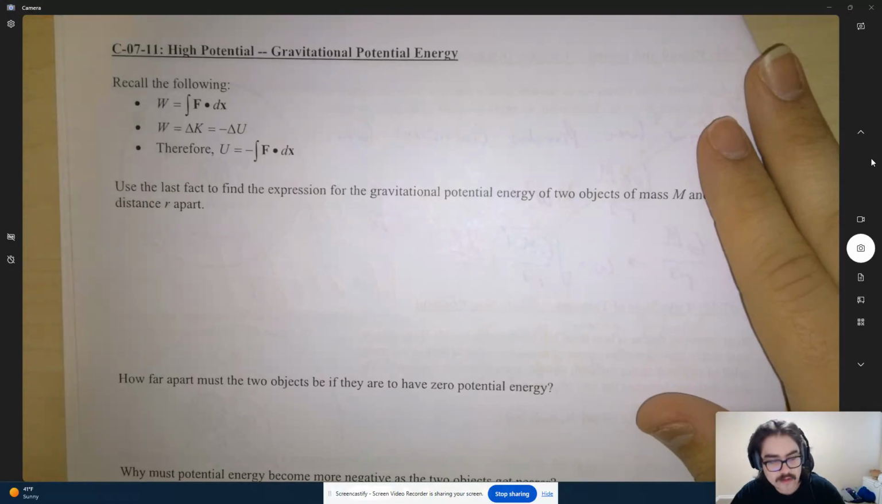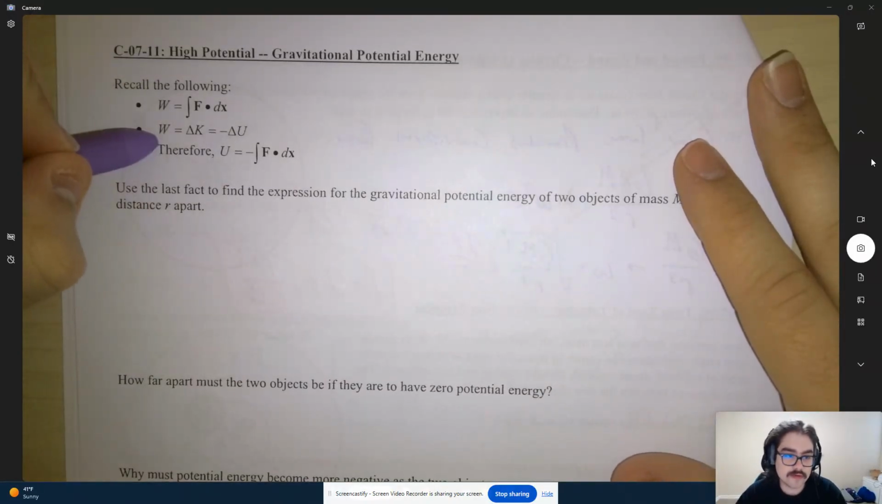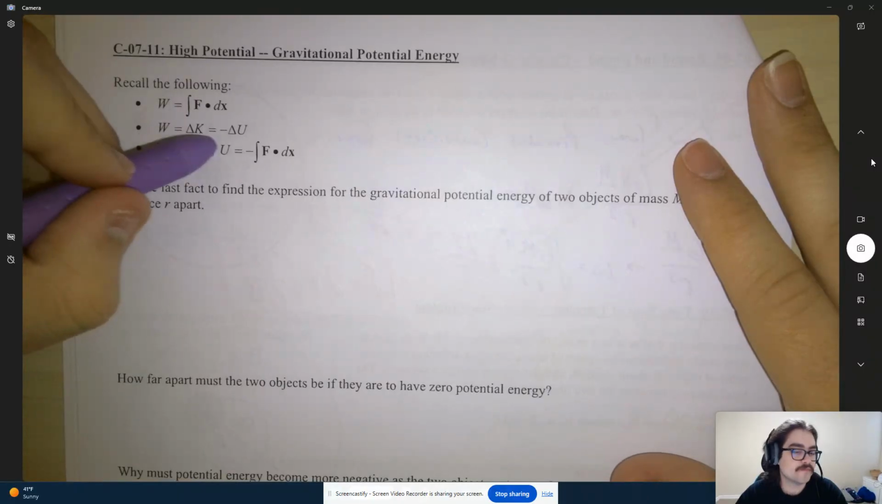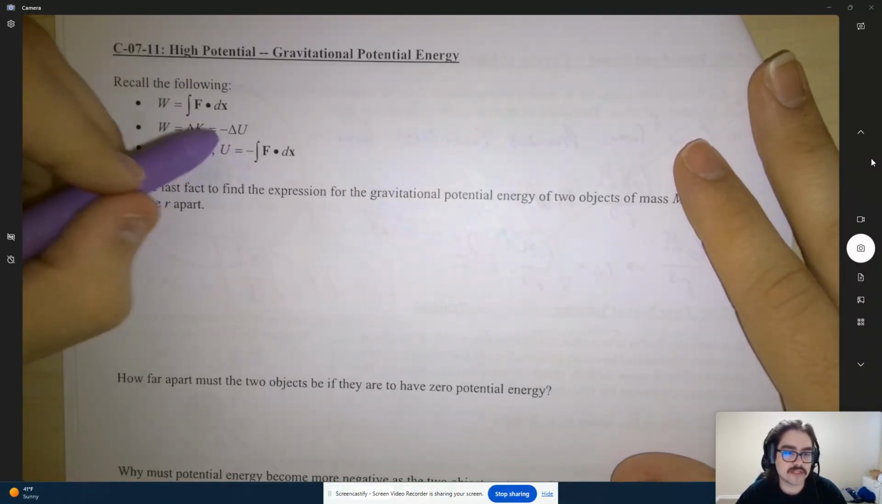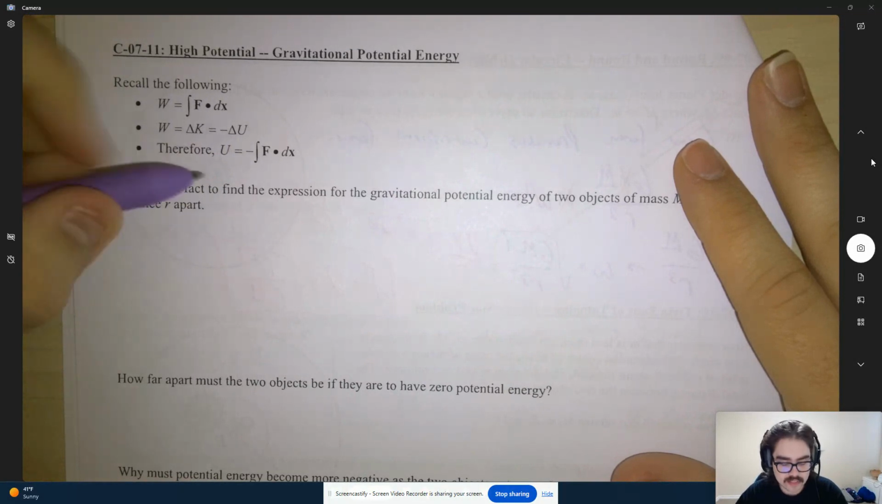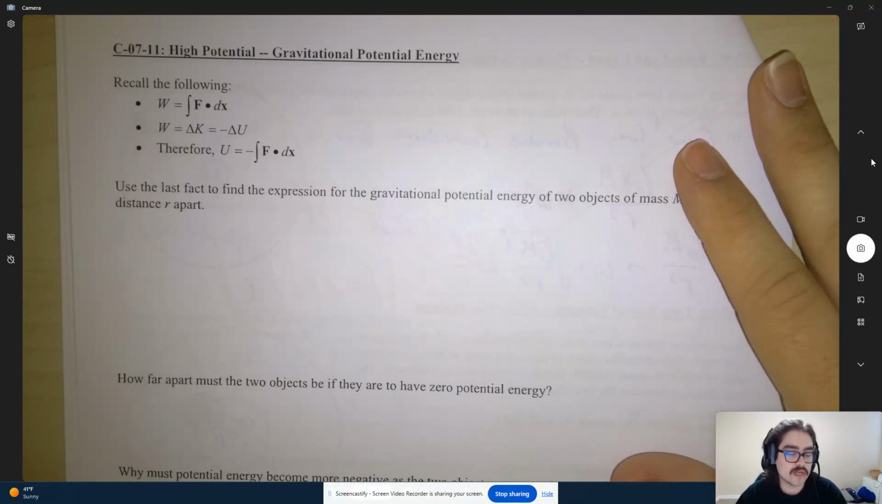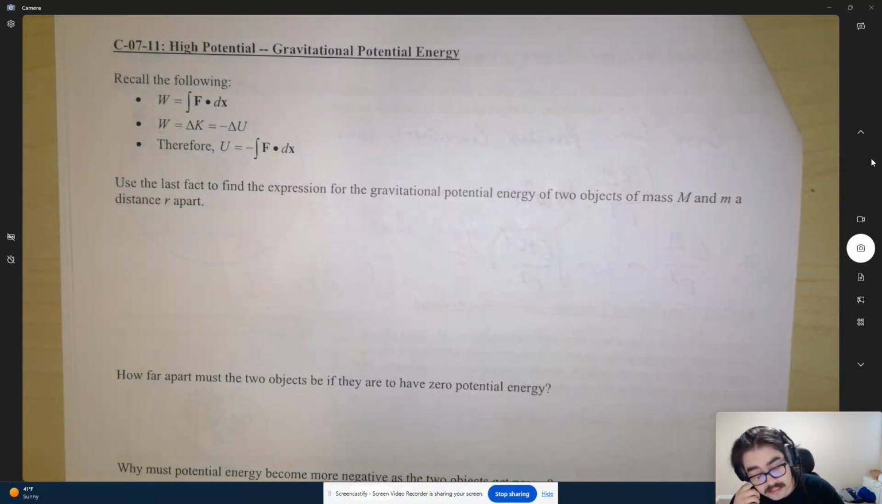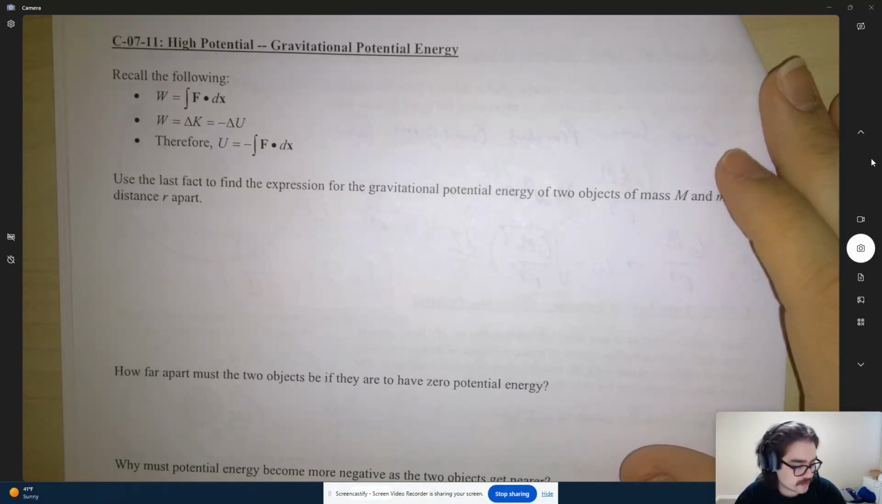Okay. Well, we learned that work is the integral of force. Work is also known as the change in kinetic energy, and any change in kinetic energy should be accompanied by an opposite change in potential energy. That's why the negative's there. So we can actually just say that potential energy is equal to the negative integral of F dot dx. Okay, so using that last fact, I can figure out the expression for this.